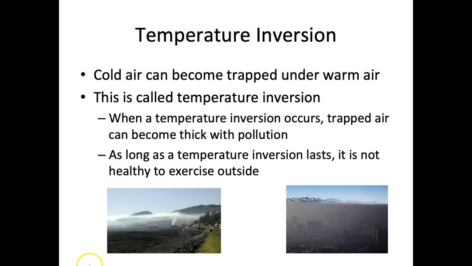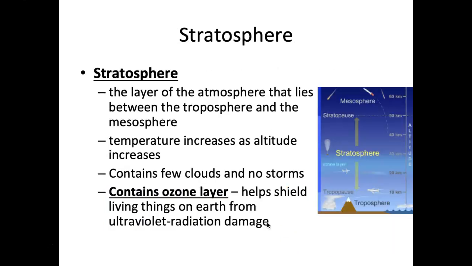So you can see down below, above this city, there's a cloud layer, and that's condensed. That's going to be the uppermost level of the troposphere there. Same over here with this town, as you can see the pollution that has built up because of this temperature inversion. The next layer above the troposphere and above the tropopause is going to be the stratosphere.